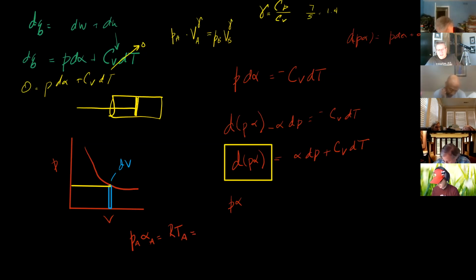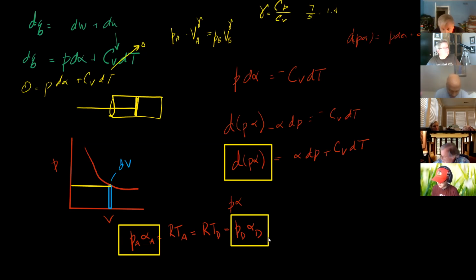But you agree that the temperature at A is the same thing as the temperature at D, right? But that tells me that that's equal to the pressure at D times the volume at D, which tells me what? A is equal to D. Right? That's pretty easy. And that's what it says at the top of page 95. The same is true for B and C as it is in A and D.